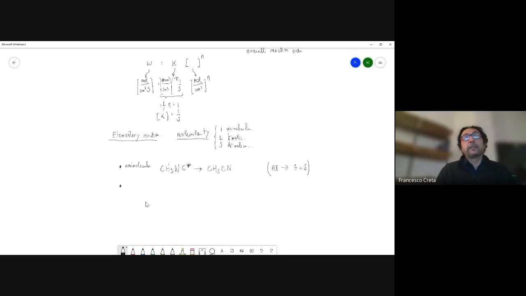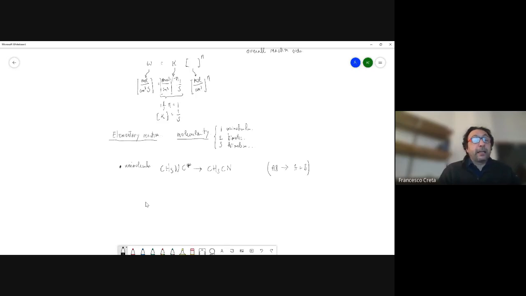This is a little bit more tricky. So it depends on pressure. These are the pressure-dependent reactions, clearly. Let me just be clear on this.